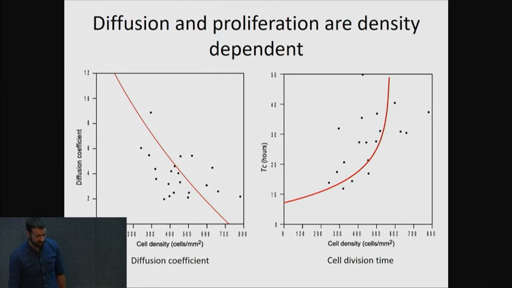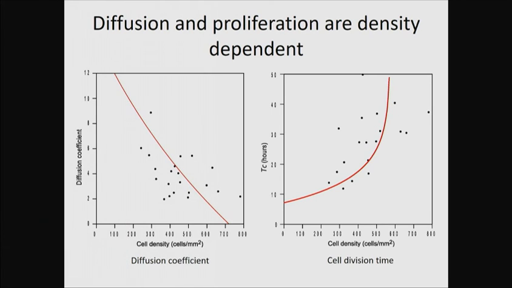We also have these relationships from the data where we look at how the diffusion coefficient varies with cell density, and how the cell cycle time, the cell division time, varies with cell density. So the black dots here are the experimental data. You can see that as the cell density increases, the diffusion coefficient tends to decrease with these cells. And similarly, as the cell density increases, the cell cycle time increases. So proliferation slows down as the cell density increases.